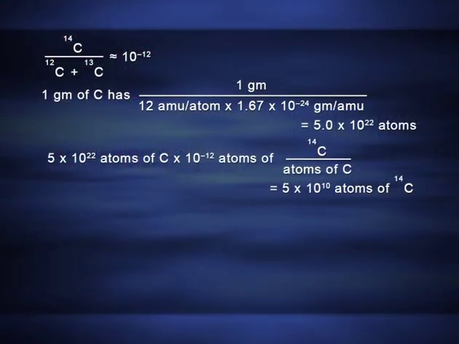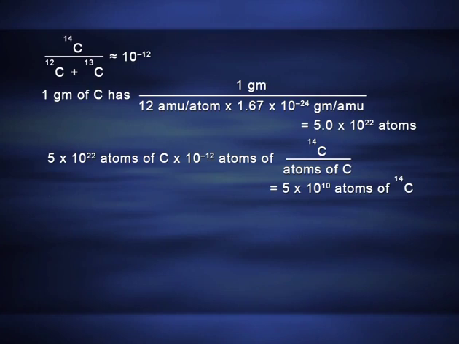Now, most of those atoms are carbon-12, a few are carbon-13, and 1 out of every trillion is carbon-14. And so to find out how many carbon-14 atoms we have in a typical random sample of carbon atoms, we multiply 5 times 10 to the 22 atoms per gram times 10 to the minus 12, 1 part in a trillion, and we expect 5 times 10 to the 10, or 50 billion, carbon-14 atoms in each gram of pure carbon.